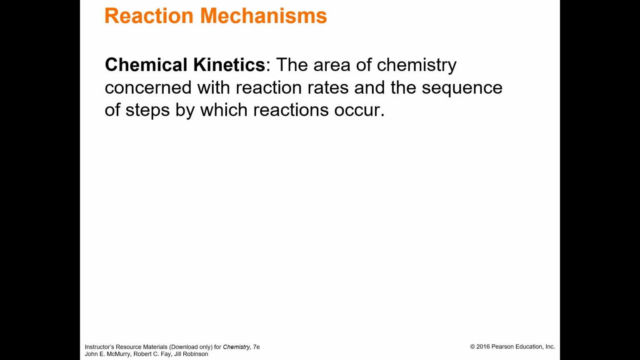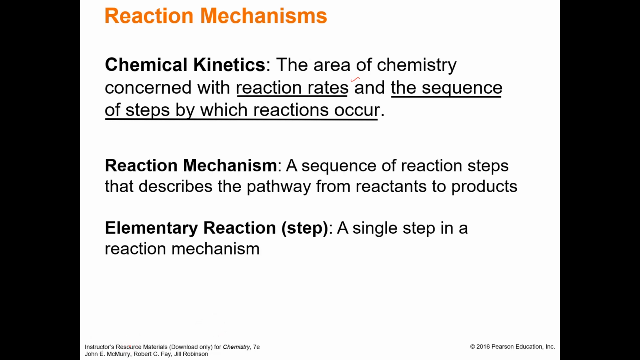In this video, we're going to talk about reaction mechanisms. So previously, we defined chemical kinetics as the area of chemistry where we look at reaction rates and where we look at the sequence of steps by which reactions occur. We've talked about reaction rates in previous videos. In this video, we're going to talk about the sequence of steps that we go through for our reaction to occur. And we're going to look at how we write rate laws for those individual steps.